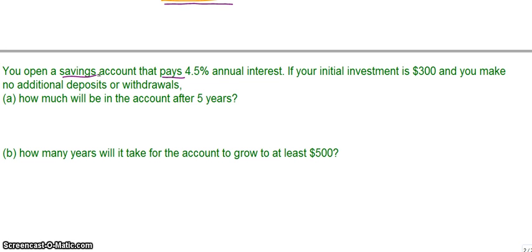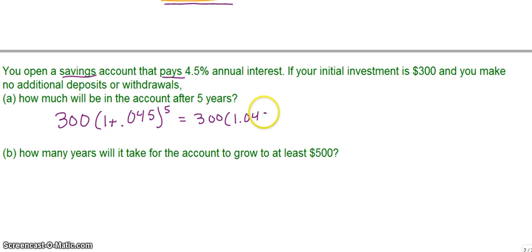So for part A, we're looking at a growth. So my initial amount is that 300. I've got 1 plus my rate as a decimal, move over my decimal twice, to my time, which in this case is 5. So I've got 300 times 1.045 to the 5th.